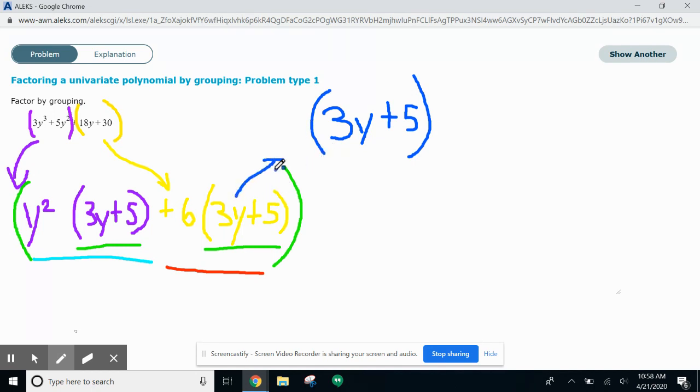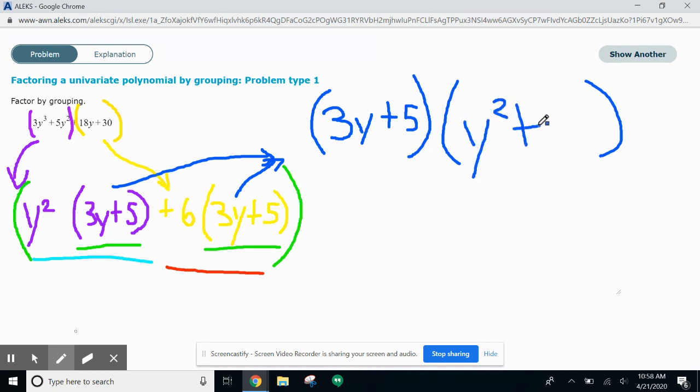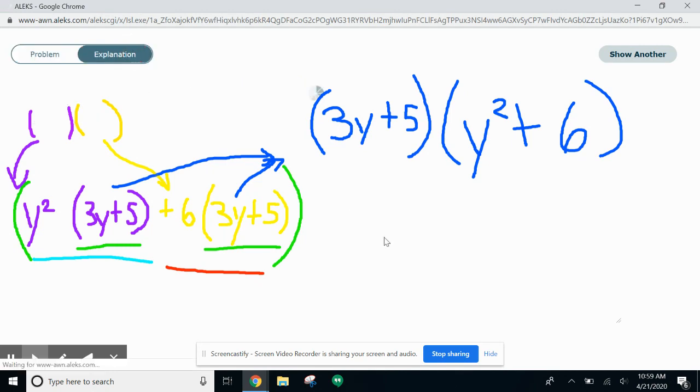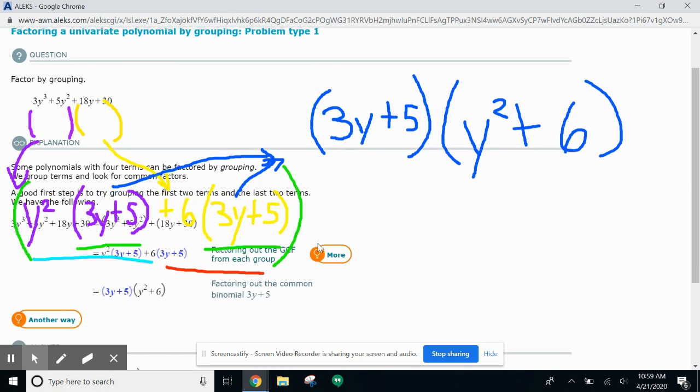That went out there. And then on the inside of these parentheses, I'm going to have y squared plus 6. So now, as I factored this, I'm going to have 3y plus 5 and y squared plus 6. And I'm going to look at the explanation, and they should have the same kind of thing.